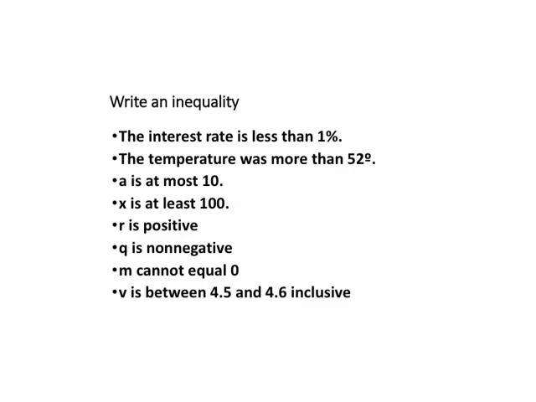All right, let's go ahead and jump into some examples of translating some different phrases into inequalities. Right here, the directions are to take these examples and write an inequality for each. So the interest rate is less than 1%. Well, we don't know what the interest rate is, so we'll use R. It's less than 1. R is less than 1. The temperature was more than 52 degrees. That means the temperature was greater than 52.